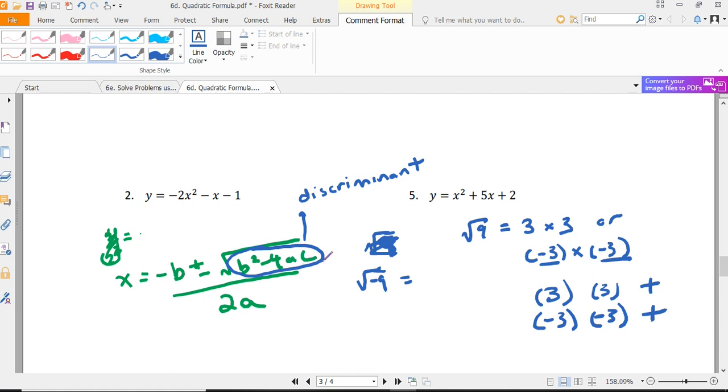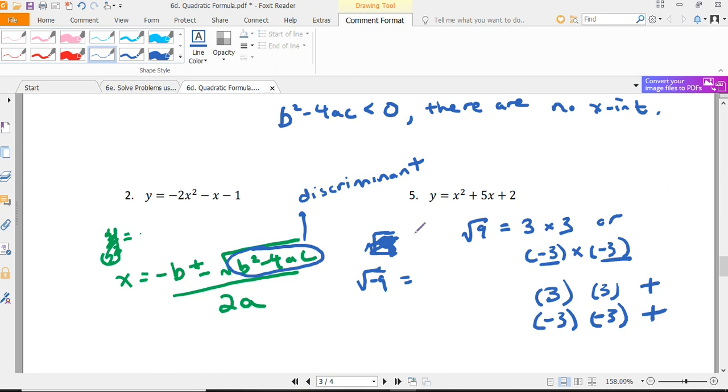Now let's go back to this for a second. So why does that matter? That matters because if my discriminant b squared minus 4ac is less than 0, that means it's a negative. And since you can't square root a negative, that would imply there are no x-intercepts.